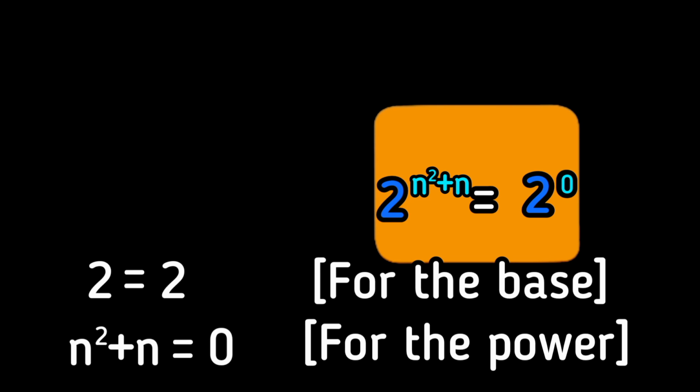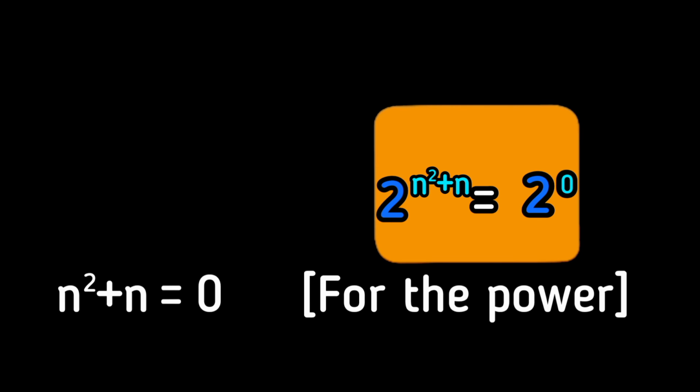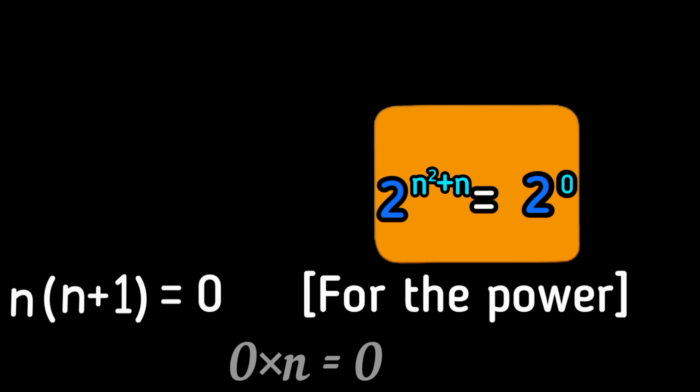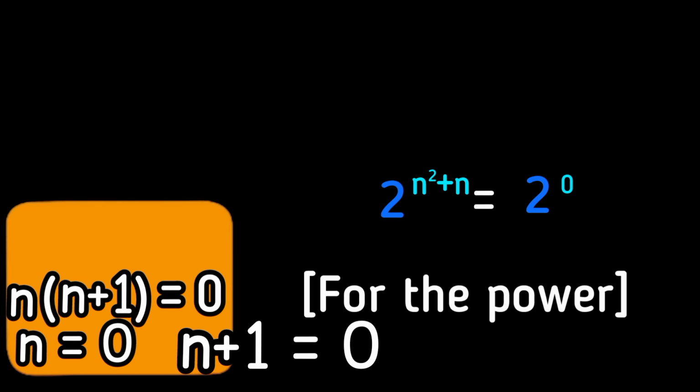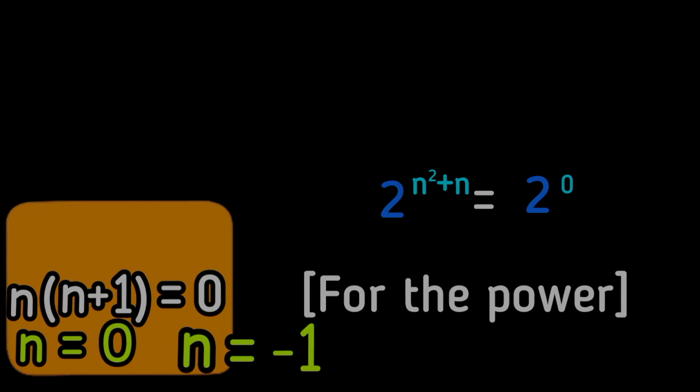There's nothing we can do about the base, but as for the powers, we can factorize out n. We know that 0 times anything is equal to 0, right? So for this equation to equal 0, then one of these two expressions must take on the noble responsibility of being equal to 0. So it's either n becomes 0 or n plus 1 becomes 0. And that makes our values of n to be either 0 or minus 1.